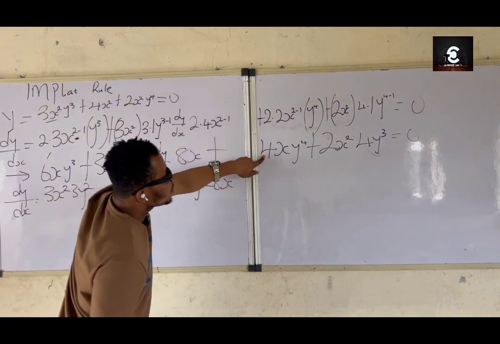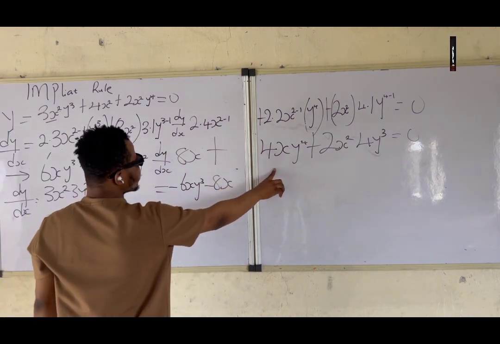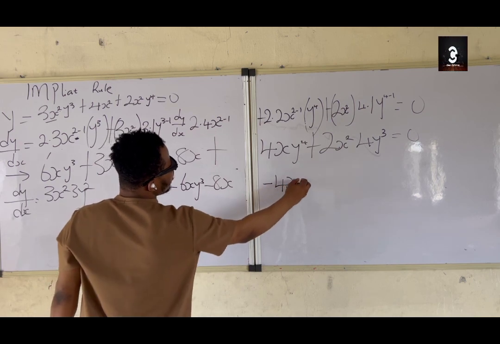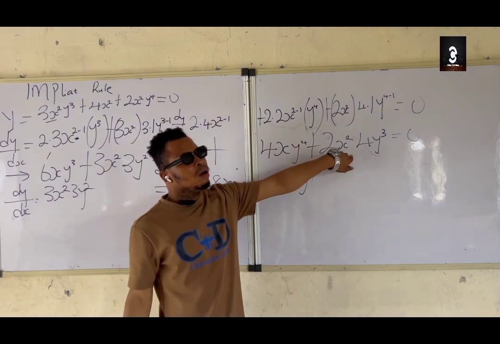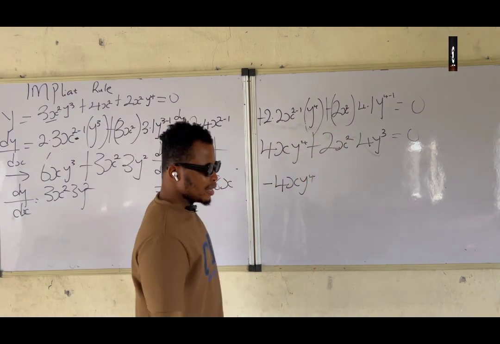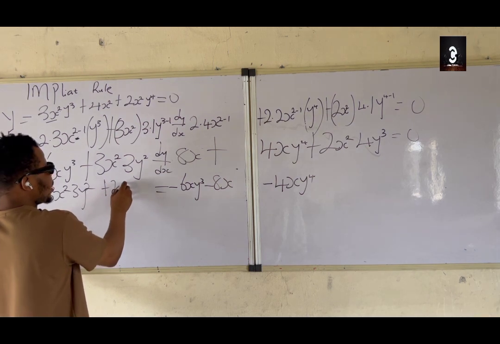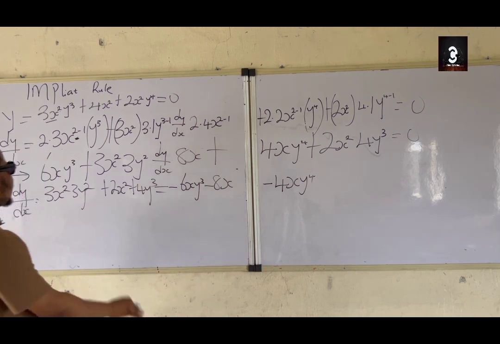Watch this. For me to get this, this is plus. For me to get this, it's x I differentiated, so it is moving. It will become minus 4x y raised to power 4. And lastly, for me to get this answer, I differentiated y. It is staying here. So it's going to be plus 2x raised to power 2 plus 4y raised to power 3. When you've done this, what do you do?